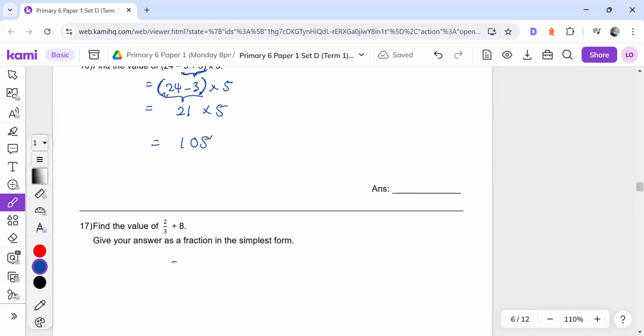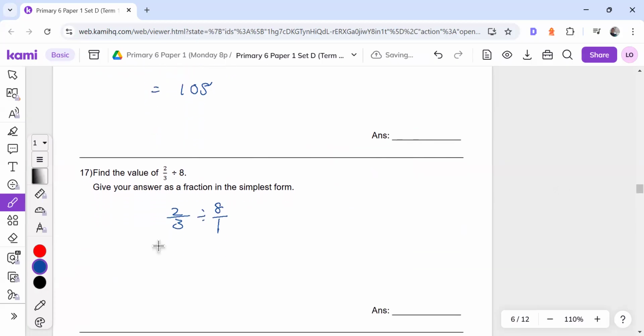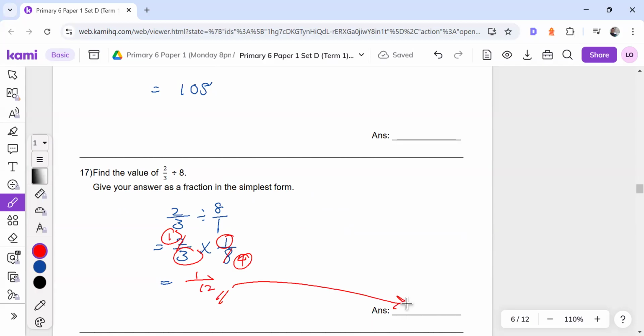2/3 divided by 8. By the way, before you keep, change, flip, you need to change the whole number to a fraction first. Once you change the whole number into a fraction, keep, change, flip. And then shortcut again, cancel, cancel. 2 divided by 2, 8 divided by 2. And then cannot cancel, 1 times 1 is 1. 3 times 4 is 12. And that's your answer. Okay, so you must know how to cancel so you can do it faster.